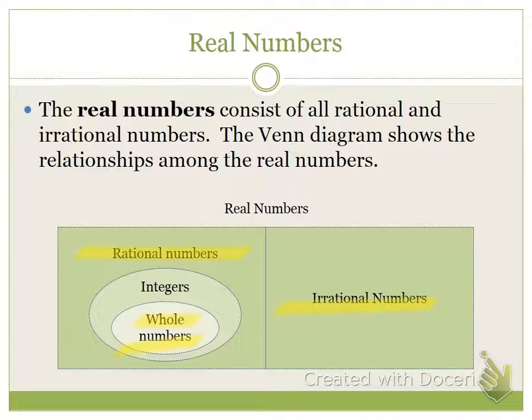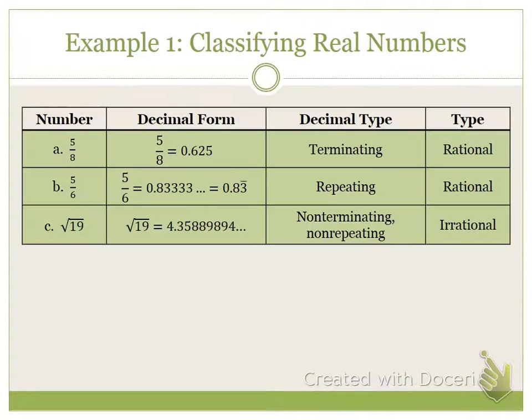All right, so classifying real numbers. So here's some examples. There's a terminating decimal. So yes, it's rational. Well, there's a repeating decimal. So yes, it's rational. And then you have a decimal like this, 4.35889894. All right, obviously that's non-repeating and non-terminating, so that would be irrational.